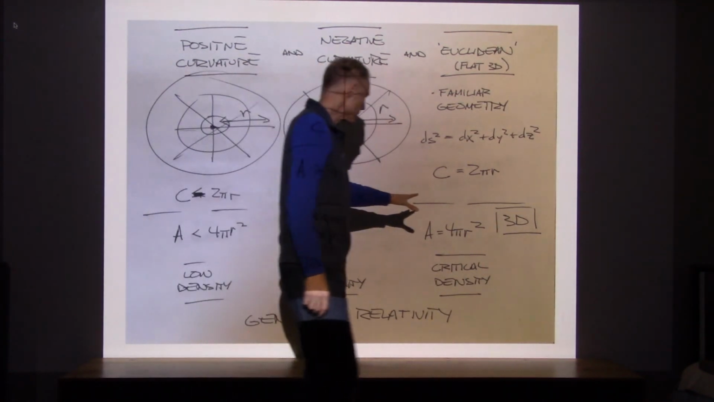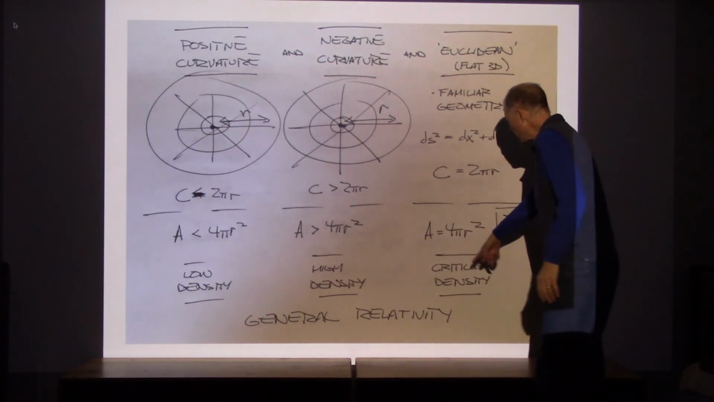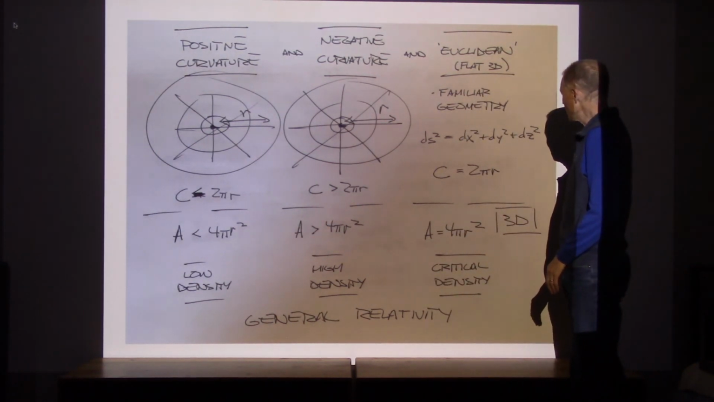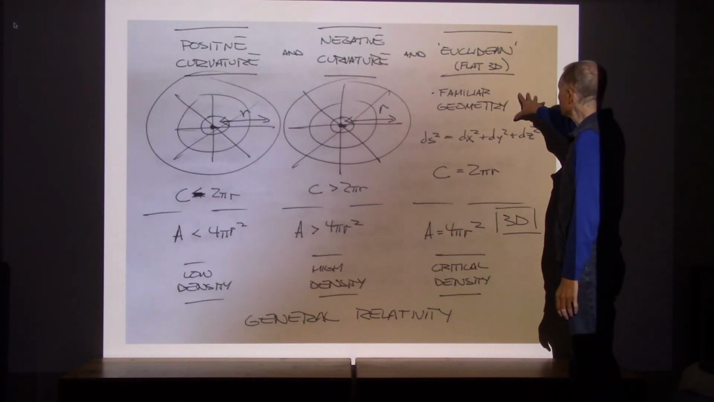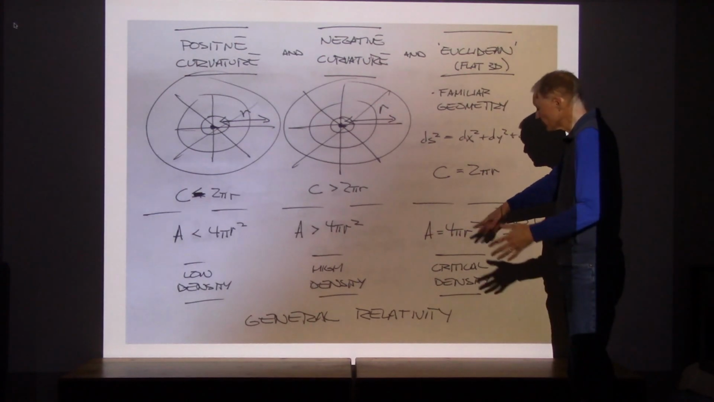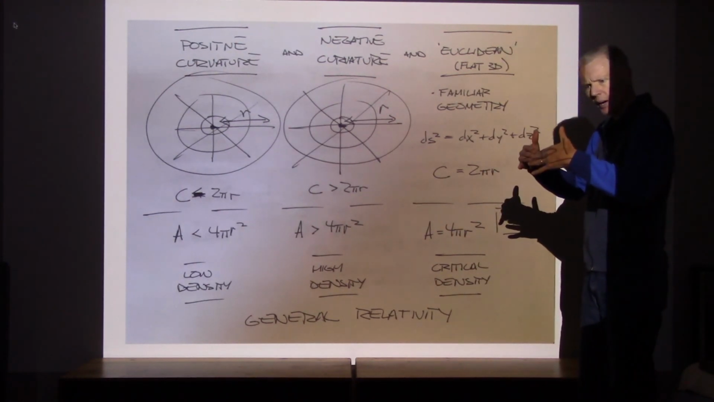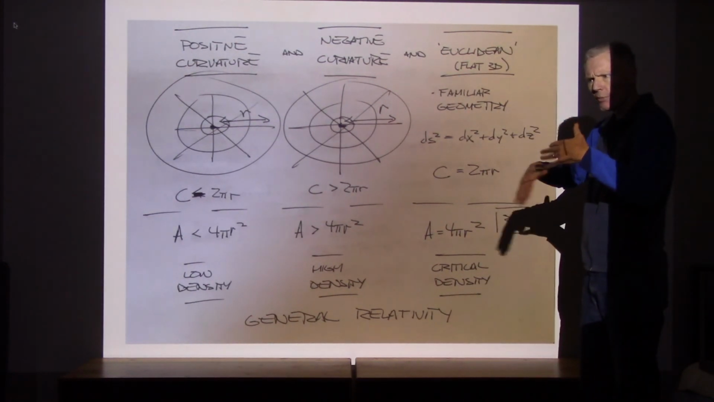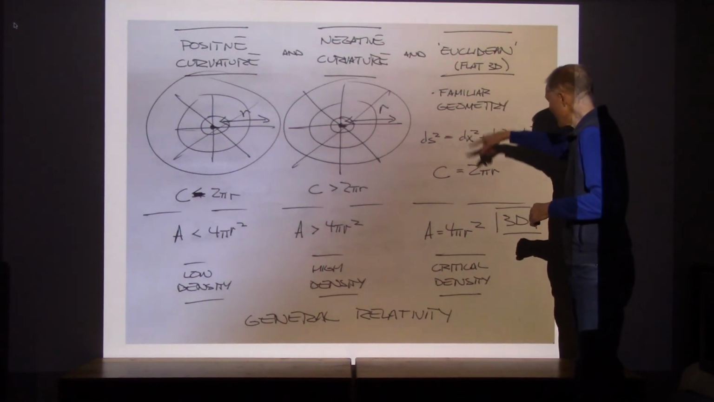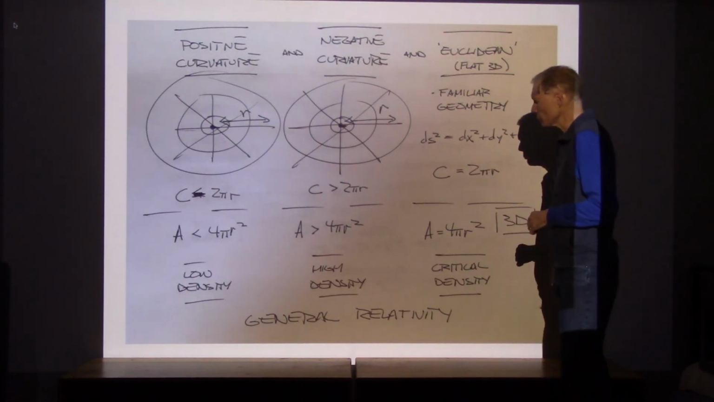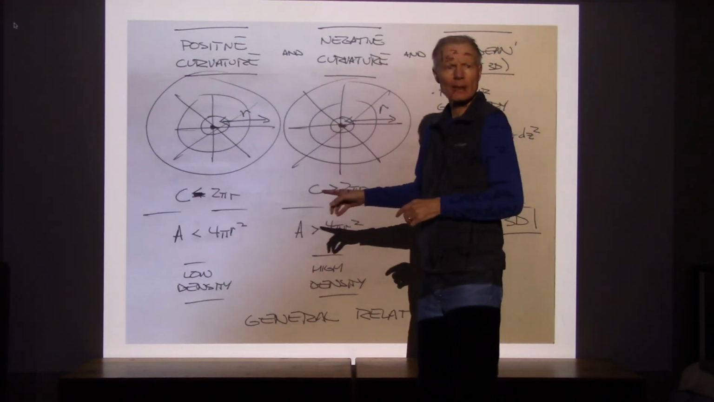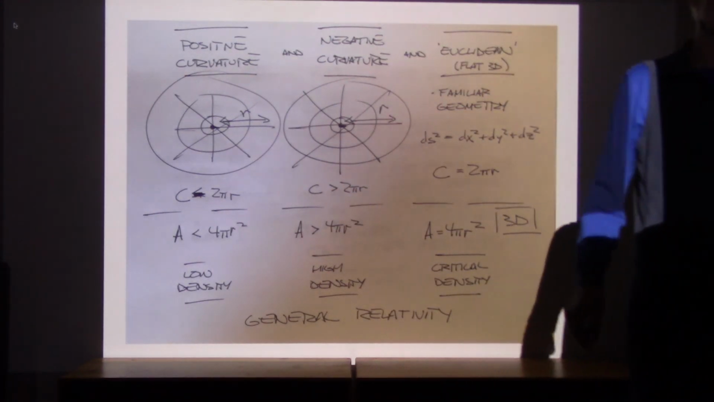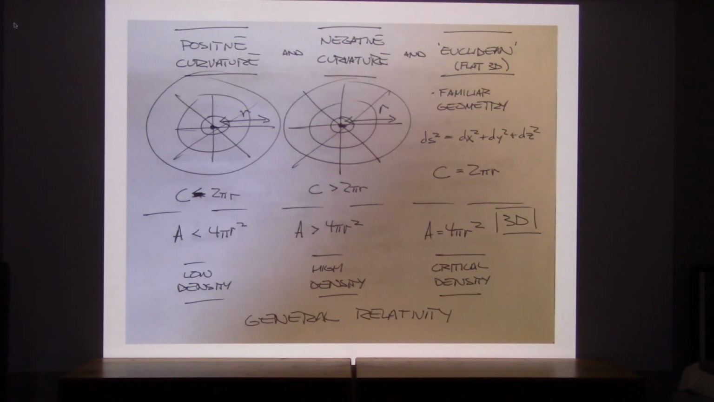And critical density is a term that we use to represent Euclidean space. So general relativity says if there's just the right amount of material in the universe, that space will have this geometry to it. So again, I think we're probably coming up to where we need to take a break on this. Let me check real quick.